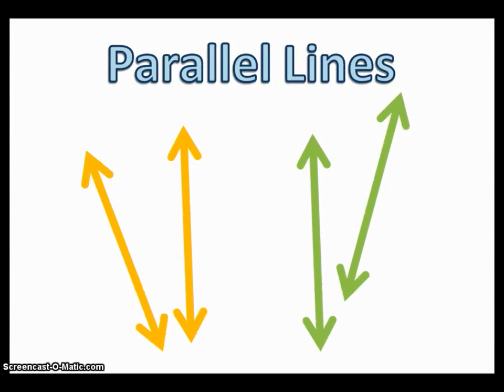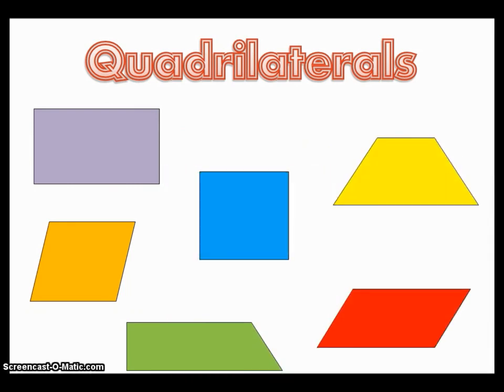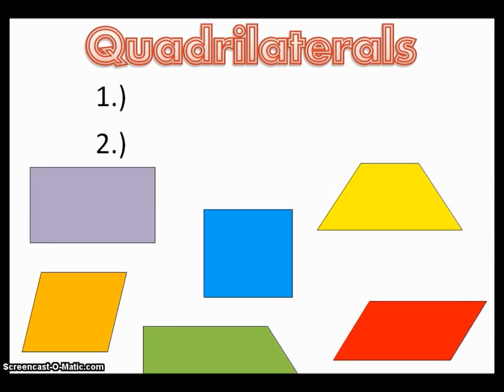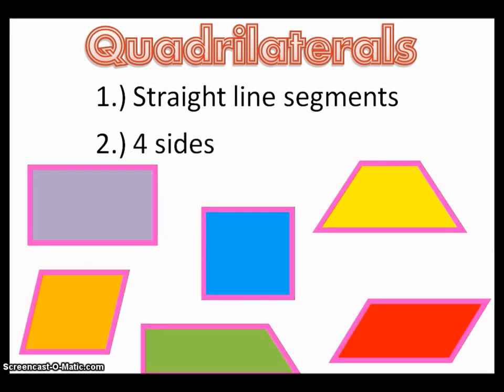Alright, now that we've looked at polygons and some of our vocabulary words, let's look at quadrilaterals. Quadrilaterals really only have two major things. One, they're made of straight line segments. So really, they're just polygons. But they're polygons that have four sides. This is the key part for quadrilaterals.